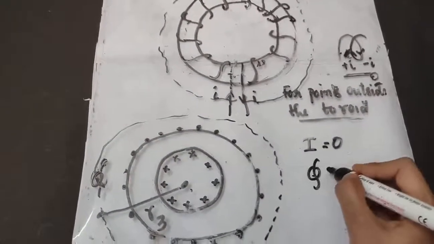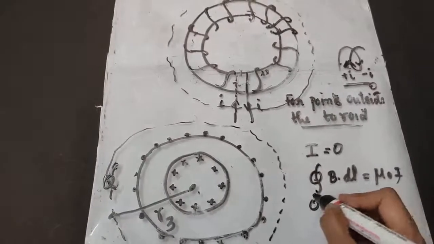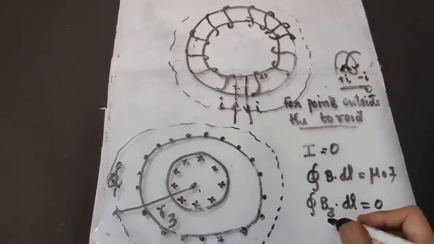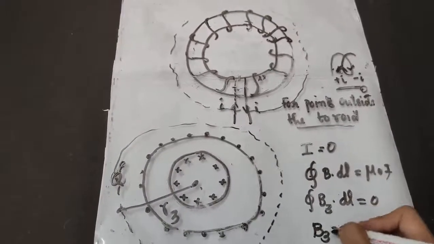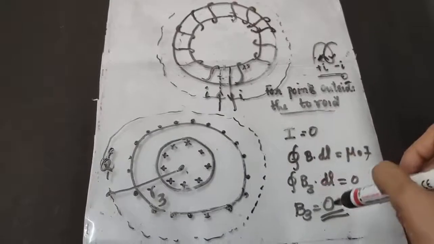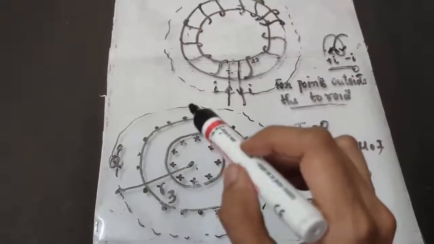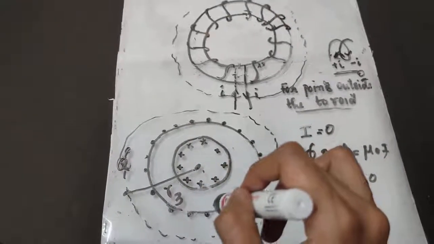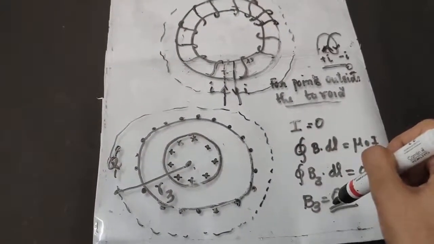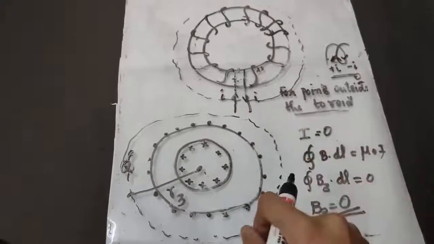So closed integral B dot dl is equal to mu 0 I. Here the current I is equal to 0. So closed integral B3 dot dl is equal to 0. So the magnetic field B3 is equal to 0. That is, for points outside the toroid, the magnetic field B3 is equal to 0. So for a toroid you have magnetic field only within the toroid. The magnetic field B has a value within the toroid only. For the other two cases, the magnetic field is 0. So this is how we calculate the magnetic field for a toroid and its 3 cases. Thank you.